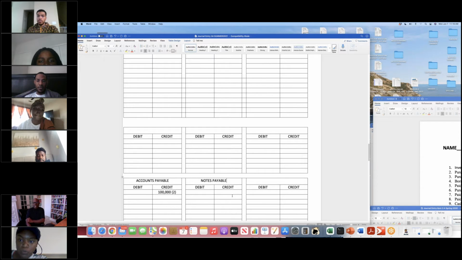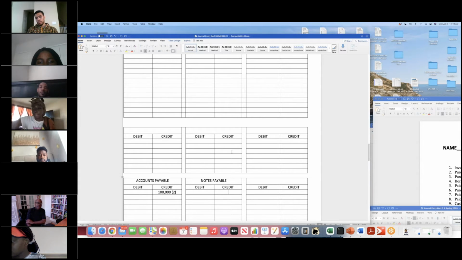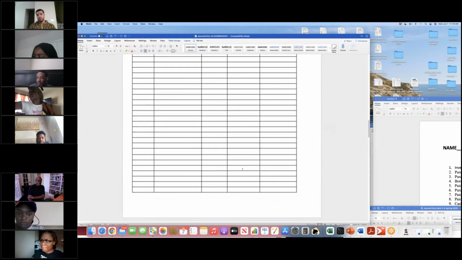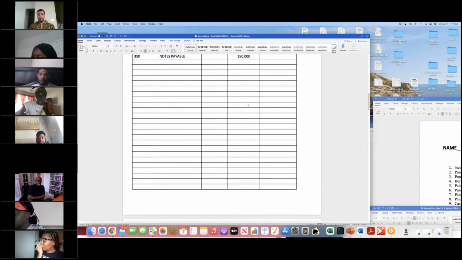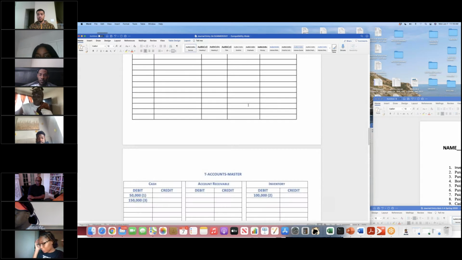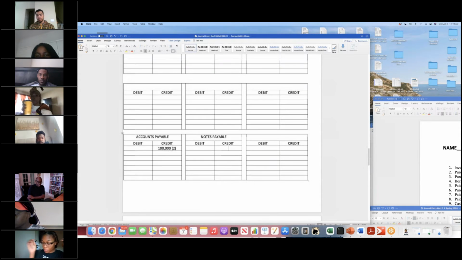We're going to do notes payable. What side do we put it on, debit or credit? Debit. No. It's on the credit side in this journal entry, so it has to come on the credit side in the T account. What do you mean it's on the credit side in the journal entry?